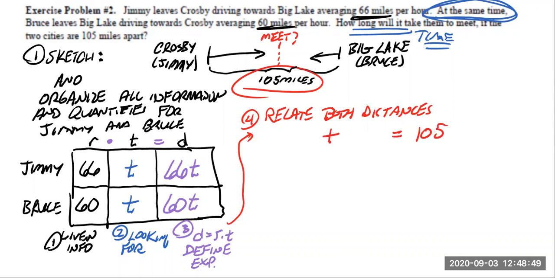So I'm just going to use the expressions that we defined. The distance that Jimmy traveled would be 66T, plus the distance that Bruce traveled would be 60T. If I add those two together, I should get 105. So it kind of goes in order, and again, we'll do another problem, but organizing the information and how do we construct the problem solving, right? And where does this equation come from? So I'm using those expressions for distance, and I'm understanding for this application, the total distance of the two would add up to 105. So let's go ahead and solve this.